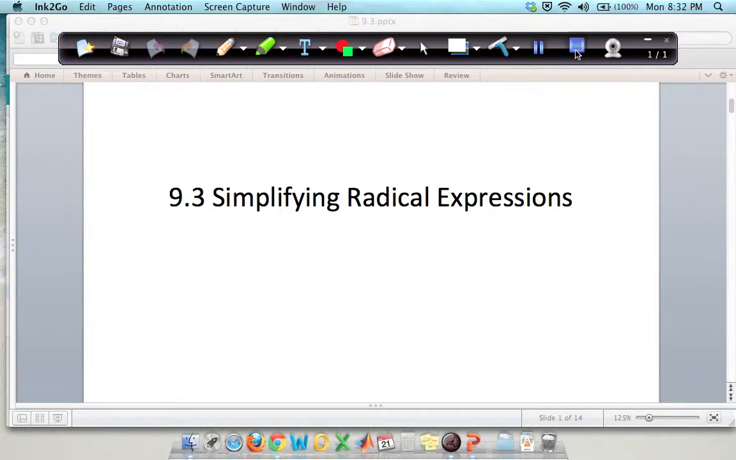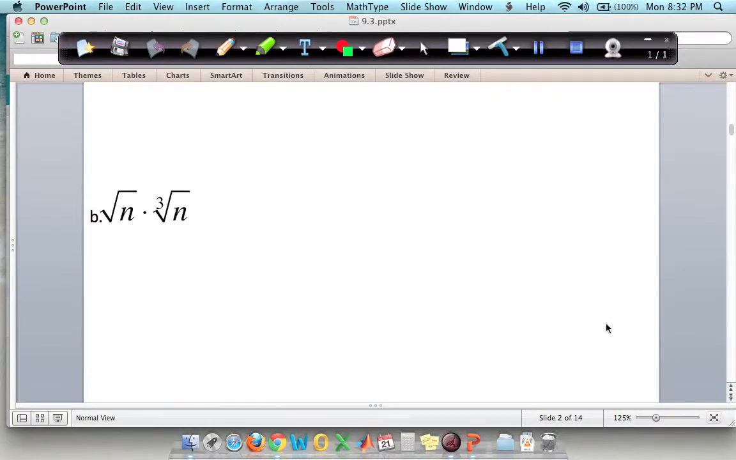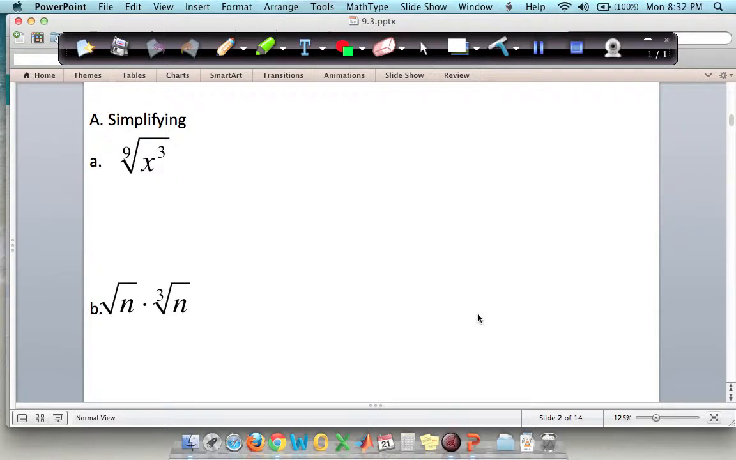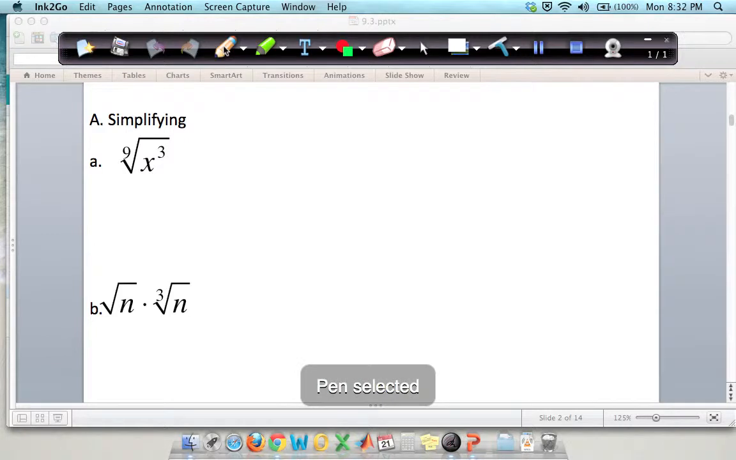Okay, let's look at 9.3, simplifying radical expressions. So to simplify, we're going to use some of the rules we learned about radicals. If you look at A, we have the ninth root of x cubed. Normally you divide the index into the exponent to see how many variables you can take out of the radical sign. Here we can't take any out, because 9 does not divide into 3.